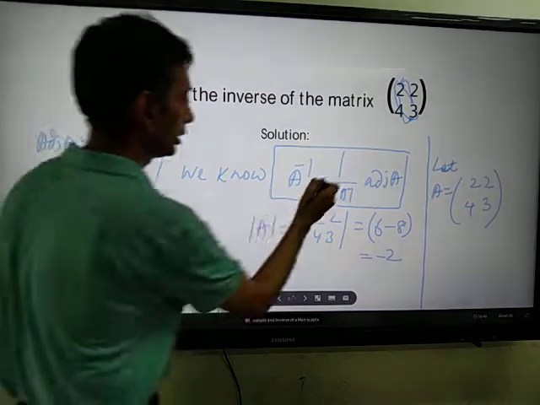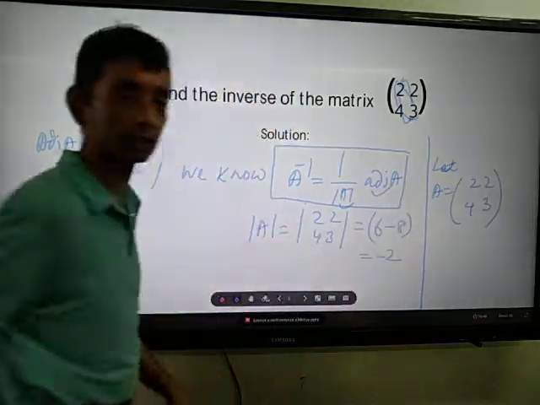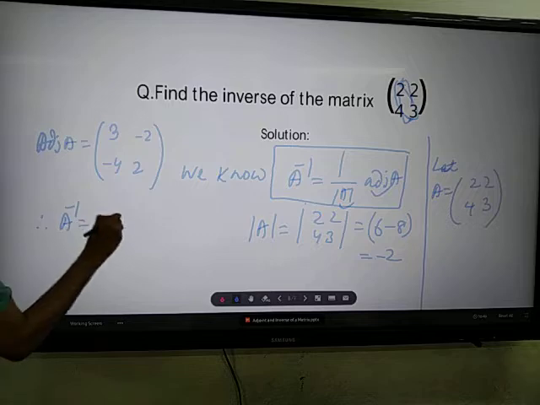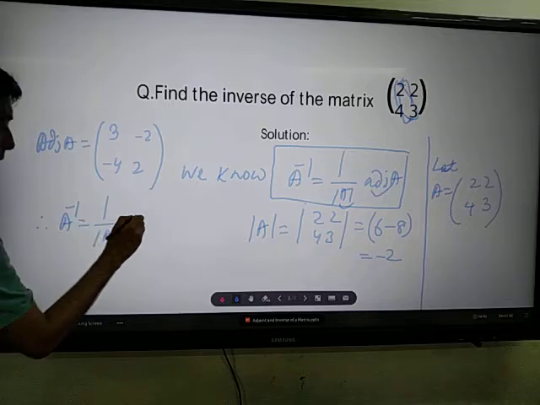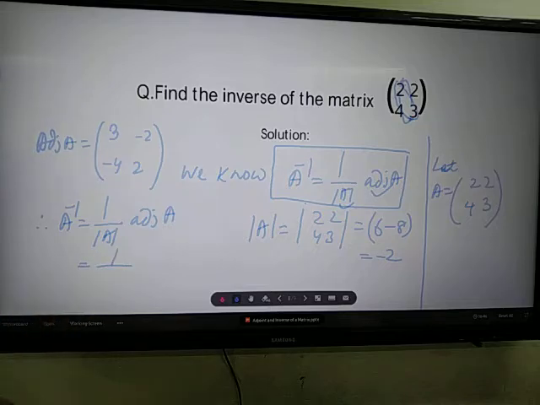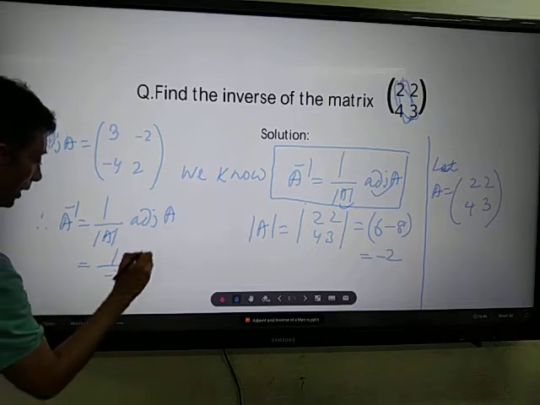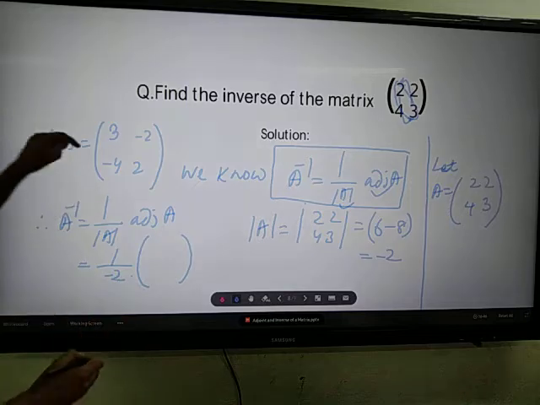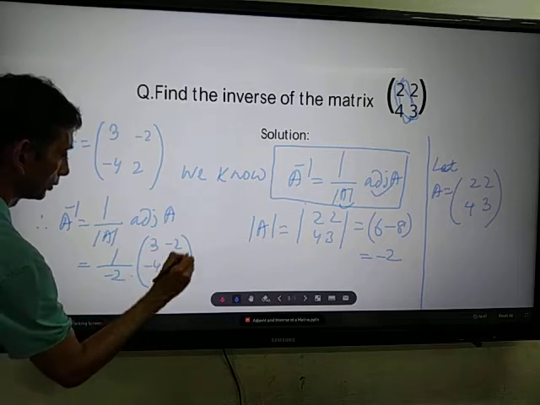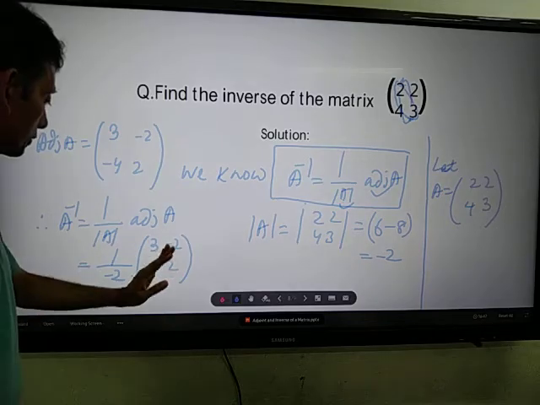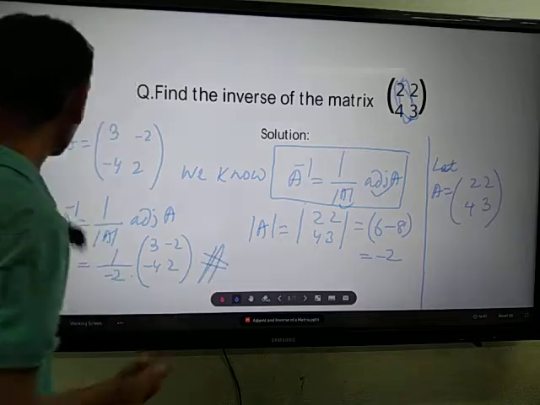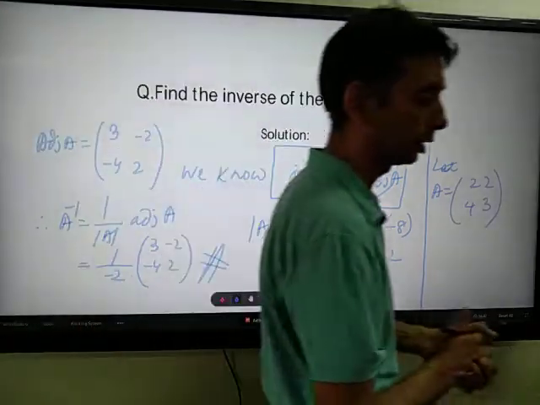So we got the determinant A, and next we calculated the adjoint of A. Therefore, what is A inverse? 1 by determinant A multiplied by adjoint of A. So determinant A is minus 2 and adjoint of A is 3, minus 2, minus 4, 2. So this is the inverse of the given matrix.